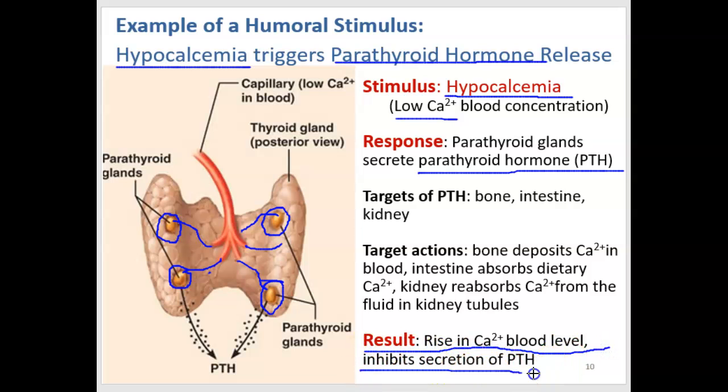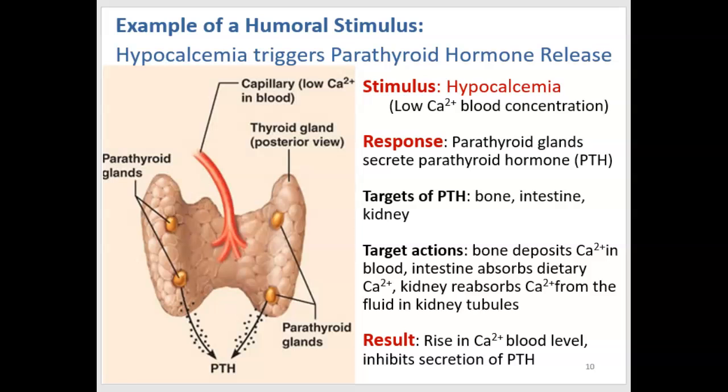The ultimate result is that target cells will have actions that end up increasing the calcium blood level. The target cells are in bone, the intestine, and the kidney. And what bone does is resorb calcium from the bone and put it into the blood. The intestine absorbs dietary calcium, and the kidney will reabsorb calcium from the fluid in the kidney tubules, thereby having the body keep the calcium instead of it being eliminated with the urine.